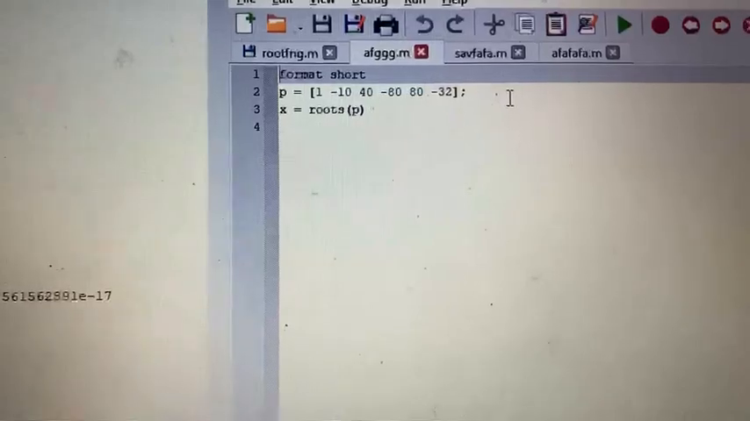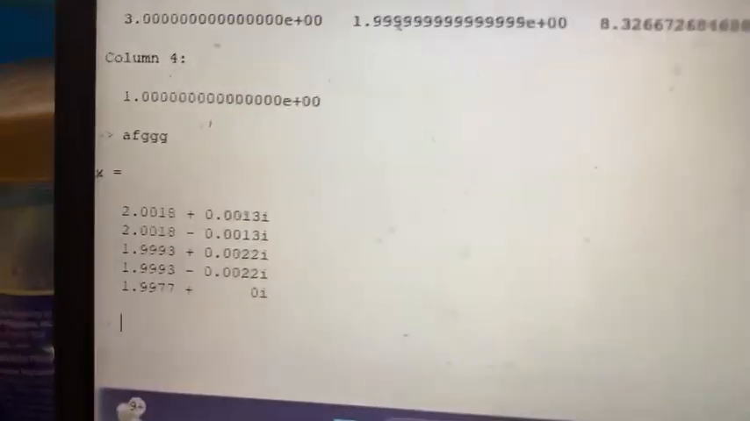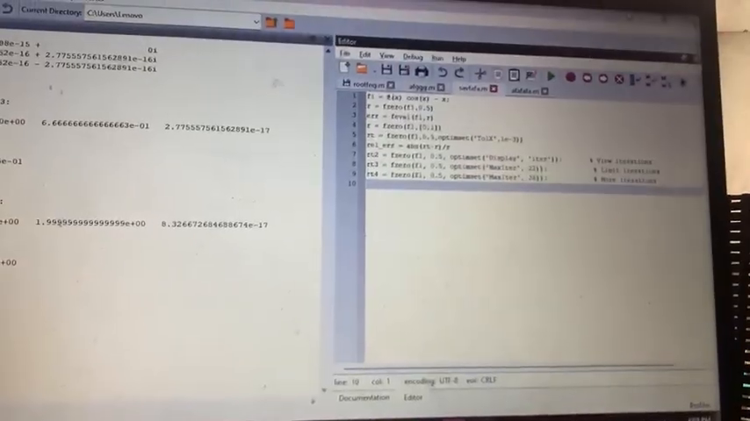Next is this 5th degree polynomial, finding the roots. The roots are... Next method is using fzero. So here's the code.